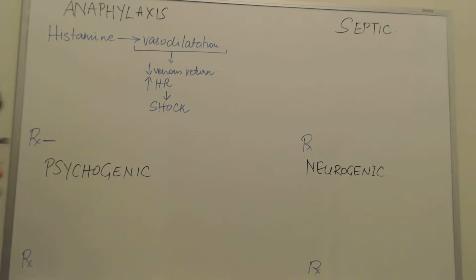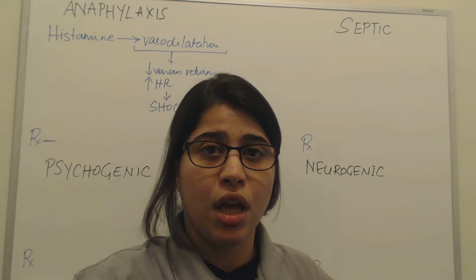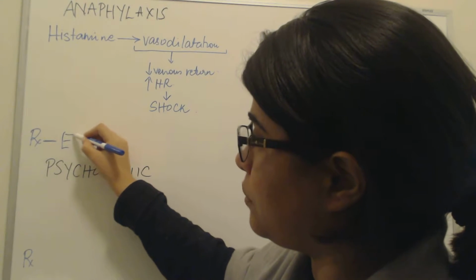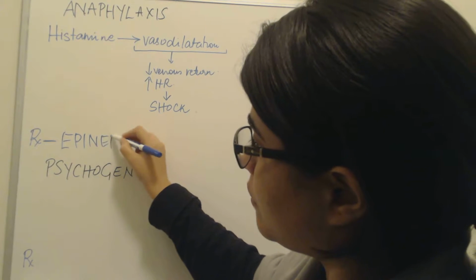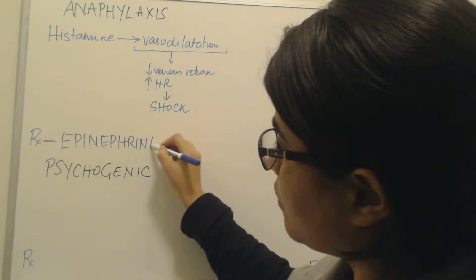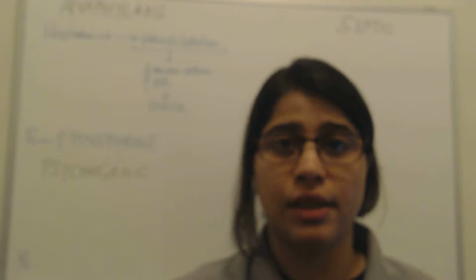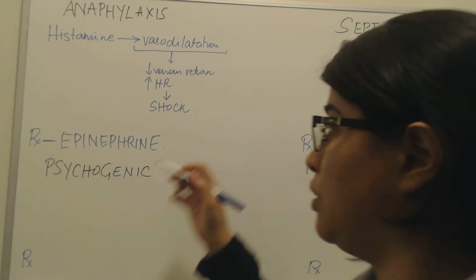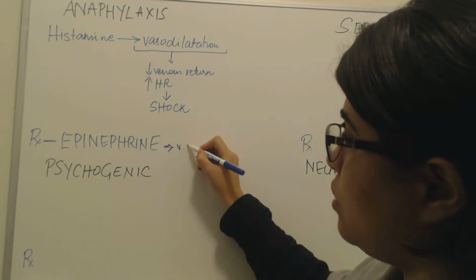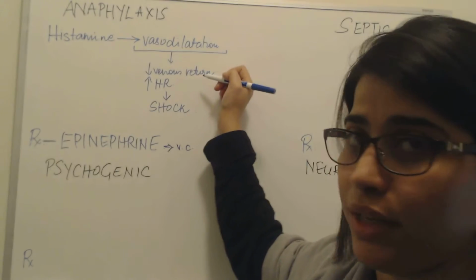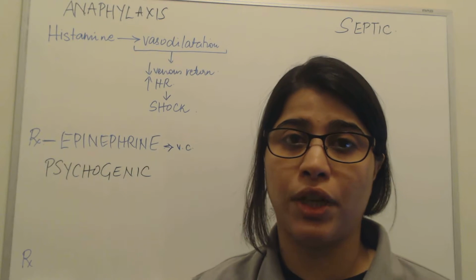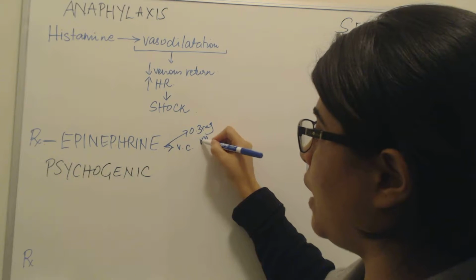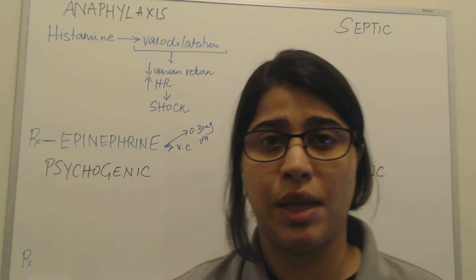How do you treat an anaphylactic shock? We studied in pharmacology. The definitive treatment for anaphylactic shock is epinephrine. What does epinephrine do? Epinephrine causes systemic vasoconstriction, so it brings back the blood into the main circulation. So this is vasoconstriction, whereas histamine caused vasodilatation. So the main treatment will be epinephrine. We'll give it with an auto-injector at a dose of 0.3 milligrams. We'll give IM.